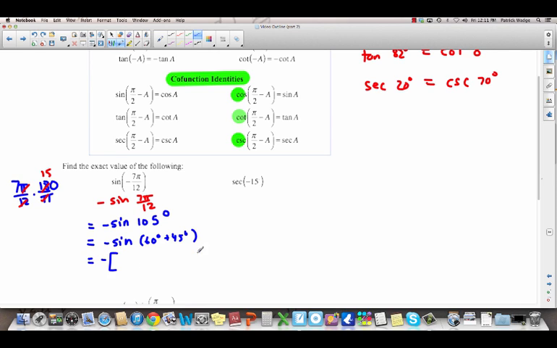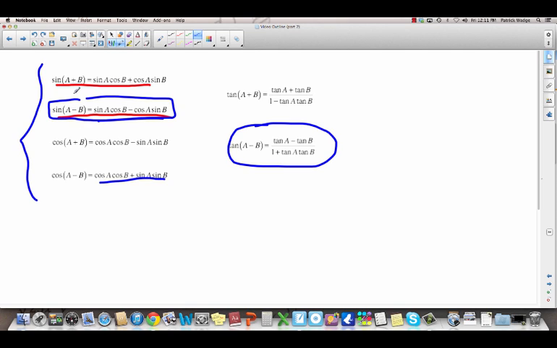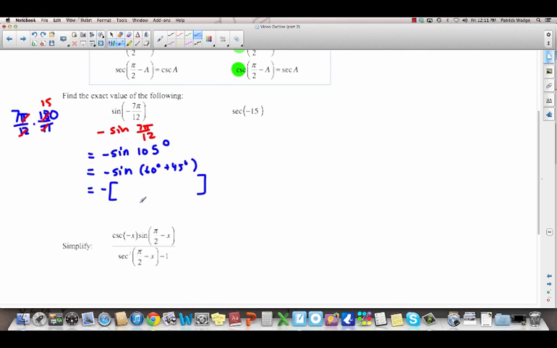I'll just put it in a square bracket. So it's sine a plus b, which is the top one. It's sine a cos b plus cos a sine b. Sine a is sine 60. Cos b is cos 45, plus cos A is cos 60, sine B is sine 45. Squish it in there. Okay, so we have negative.